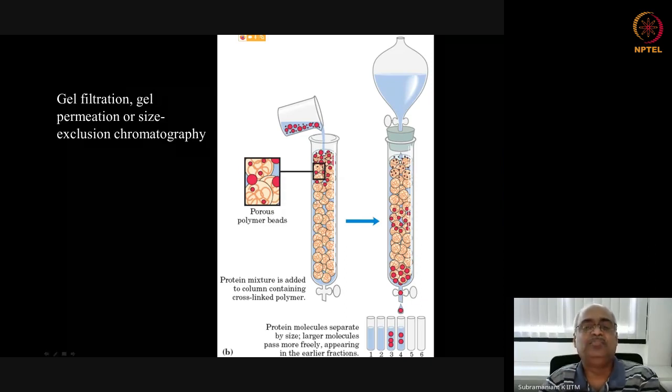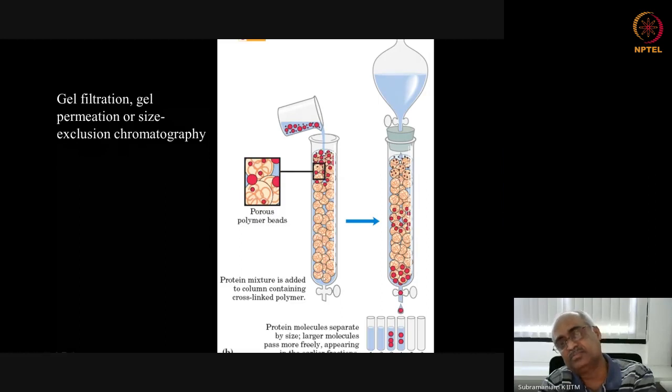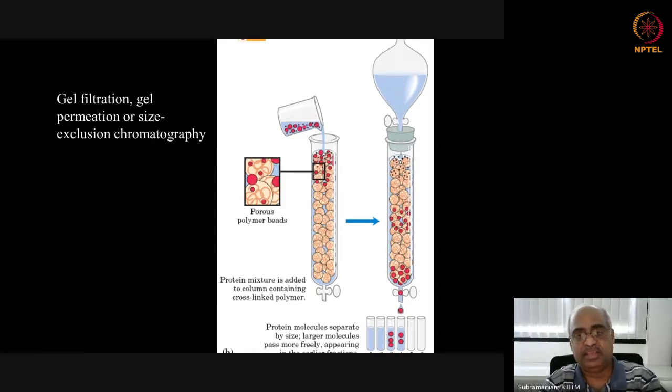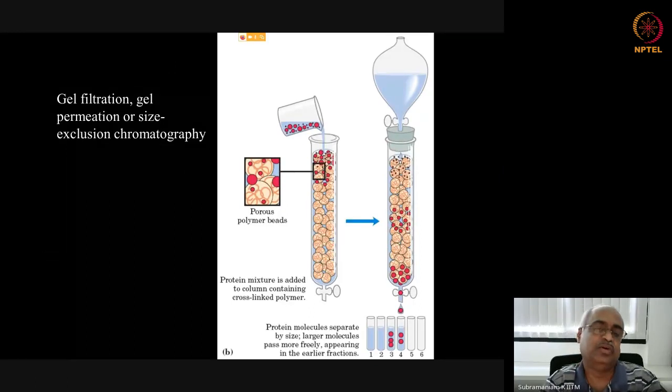When you pack them in a column, each of these beads has pores, and a protein molecule that can readily enter the pore, meaning its diameter is smaller than the pore size, will go into the pores and then come out. It will keep repeating that process from top to bottom of the column. While a protein like this big red one, whose diameter is bigger than the pore size, will not be able to enter the pore. As a result, it will prefer only the mobile phase, so it will readily go through the mobile phase. Its partition coefficient for the mobile phase is higher than for the solid phase.